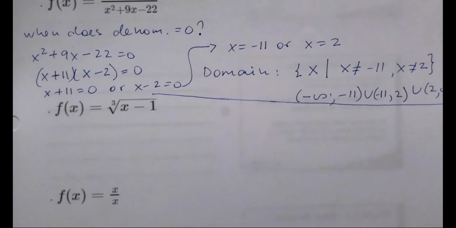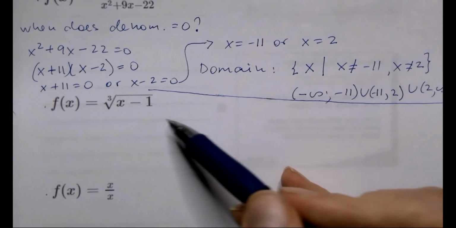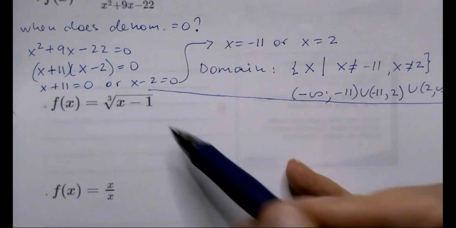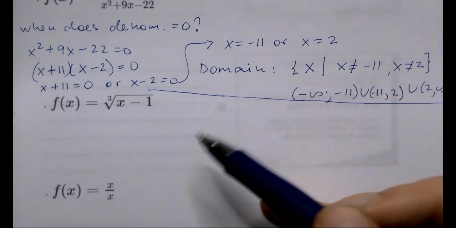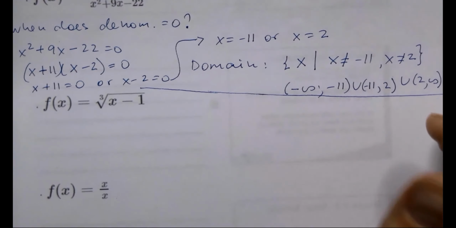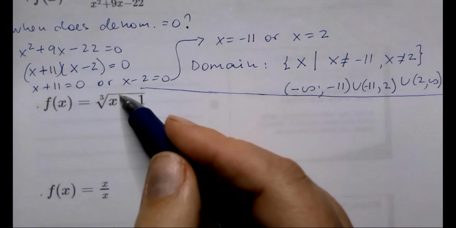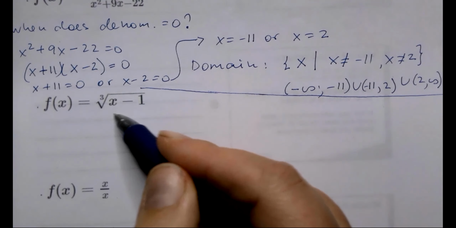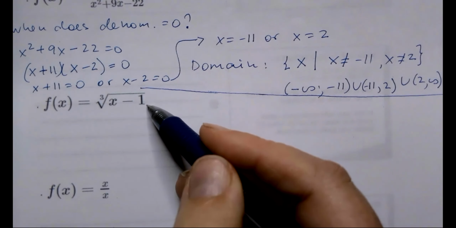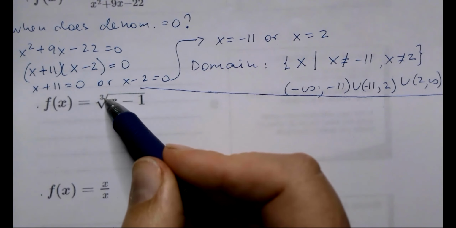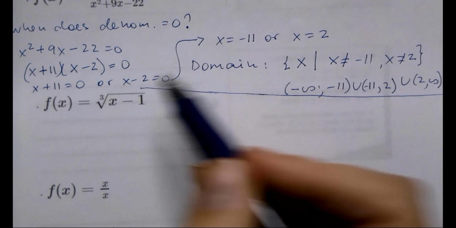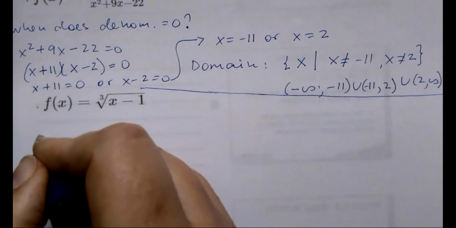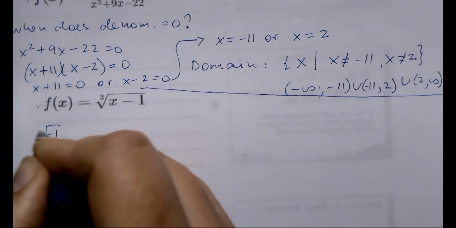f of x is the cube root of x minus 1. And we mentioned before that the square root function requires a non-negative value under the root. But what about the cube root function? Well, let's think about it. What's the cube root of -1?